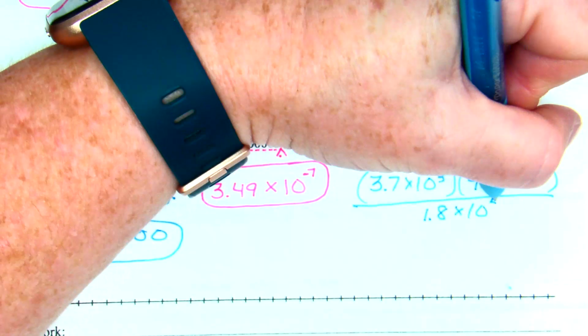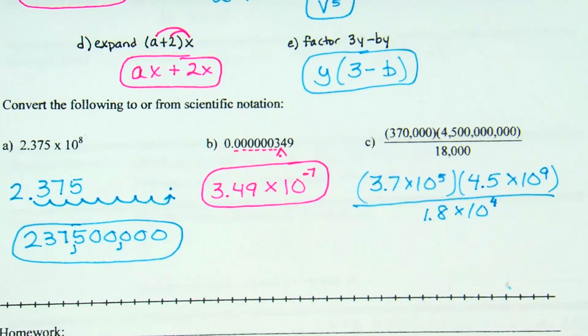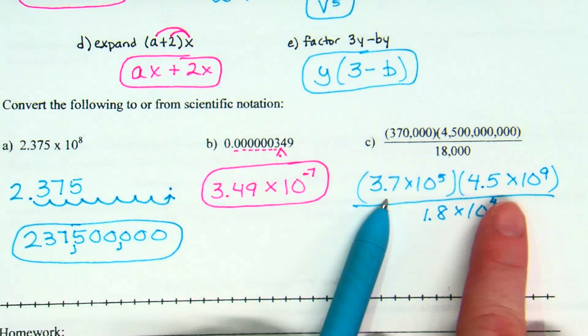Yeah. Okay. Now, officially, how do we do this now that we're in scientific notation? We have two different numbers in the numerator, yes? When we multiply scientific notation times scientific notation, what do we do? 3.7 times 4.5, multiply those, and then 10 to the 5th times 10 to the 9th. So what is 3.7 times 4.5? And this is where you write it out by hand or throw it in the calculator. I've written down 16.65 for 3.7 times 4.5.